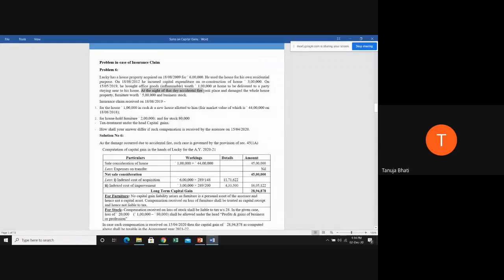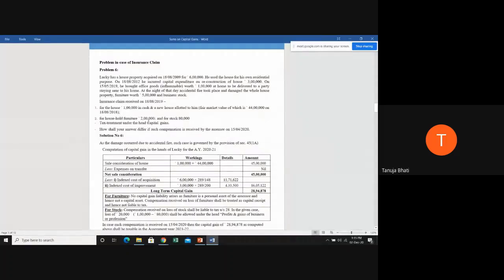At the night of the day, accidental fire took place and damaged the whole house property. Whole house property was damaged. Furniture worth rupees 5 lakh was damaged, and business stock worth rupees 1 lakh. Here he had got a business stock of 1 lakh, that also was damaged. So now the destruction took place when? The destruction took place on 15/5/2019. Now, insurance claim was received on 18/8/2019. So 15 May destruction took place. 18th August insurance claim was received.